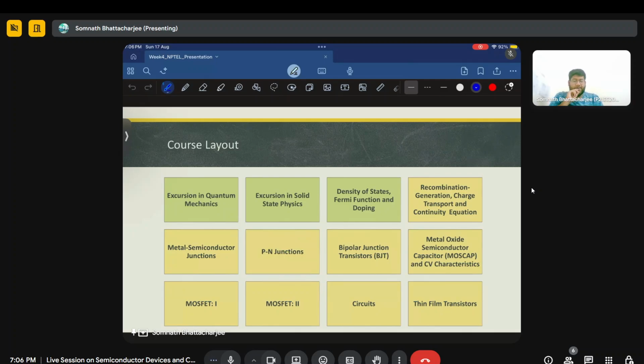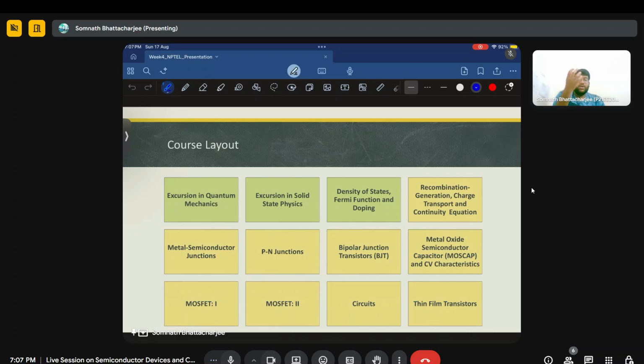First we'll recap the last 3 weeks. We started from the quantum well, 3D boxes, 2D boxes, and those things, and solved the Schrodinger equation. After that, we moved towards the solid state physics part and how to implement the Schrodinger equation in solving different cases. And last week we studied the density of states, the number of states electrons can occupy per unit volume and per unit time.